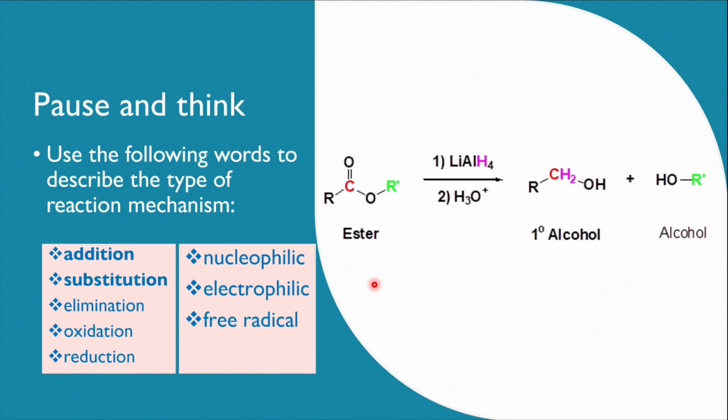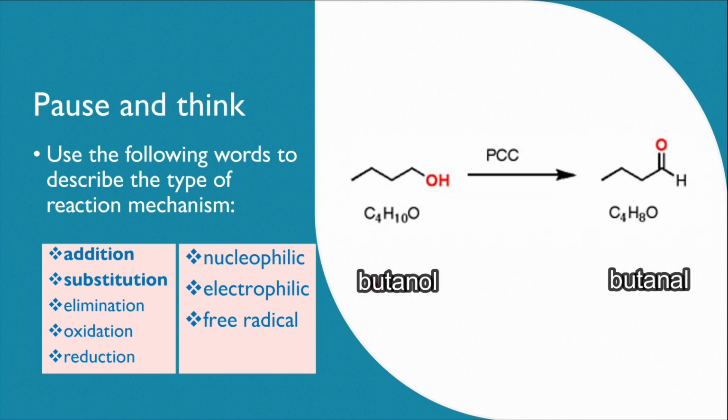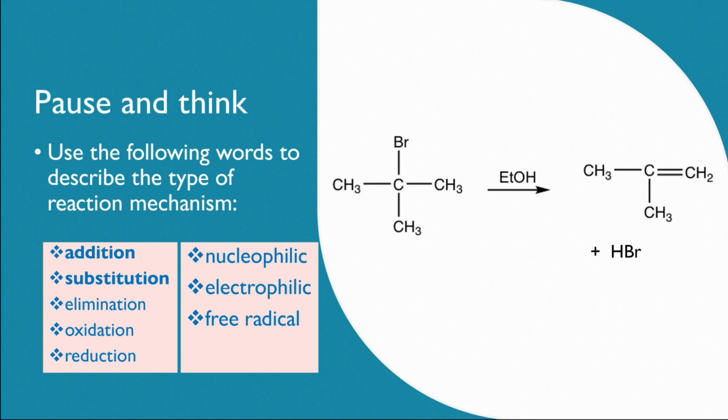In this reaction, an ester is converted to an alcohol. The ester loses an oxygen, so this is a reduction reaction. Butanol reacts to give butanal by losing two hydrogen atoms. Hence, it's an oxidation reaction. In this last example, the bromine and hydrogen atoms from adjacent carbons are eliminated to produce an alkene. This is an elimination reaction.